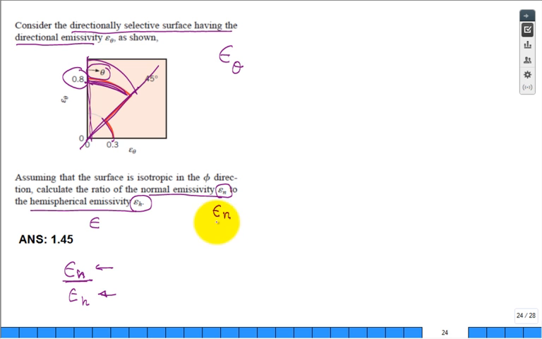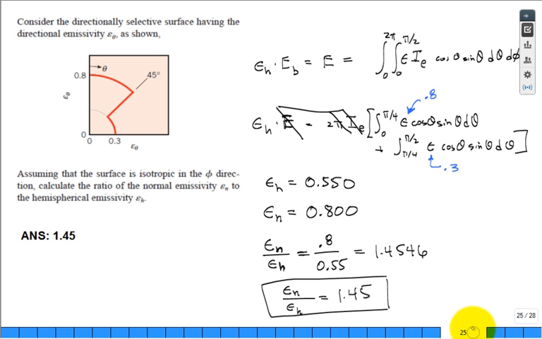Well, what does it mean to be the normal emissivity? That means the emissivity straight up. The normal emissivity is 0.8. How do we want to calculate the hemispherical emissivity? There's a number of ways of doing it, but I'm going to do it this way.